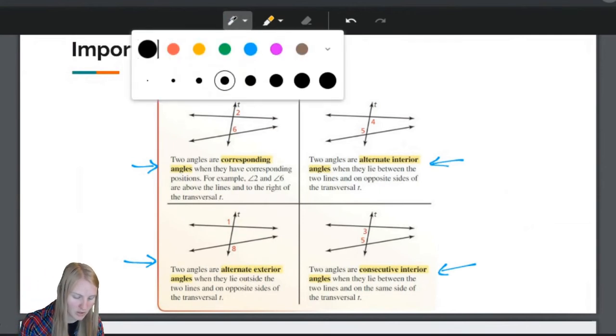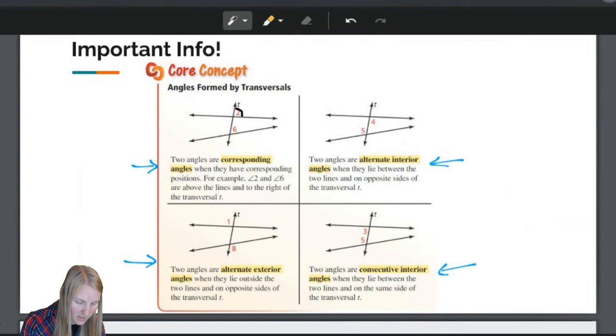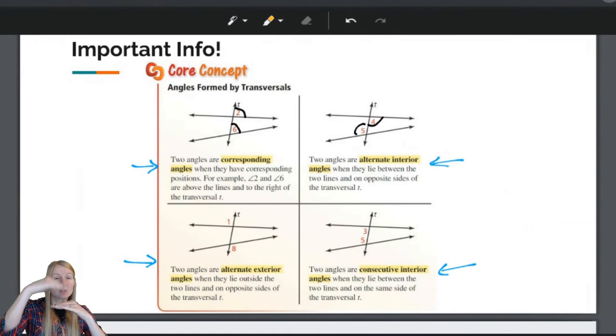So I'm going to put little black marks so that you can see their positions. Top right, that's corresponding, they're in the same position. Alternate interior, you can see they're in between the 2 lines, but on opposite sides. Alternate exterior, and consecutive interior. Consecutive, one right after the other.